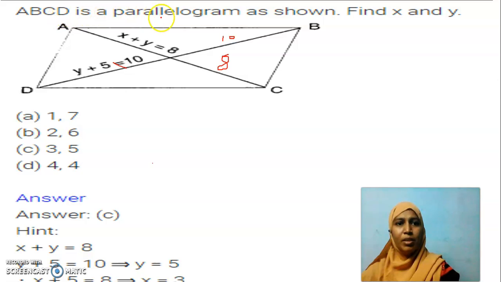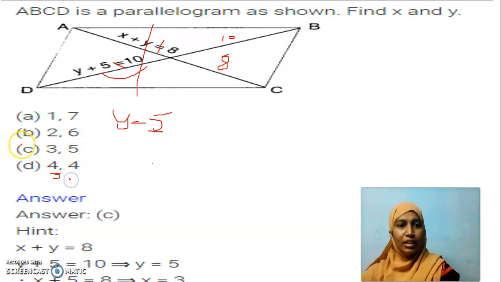Here ABCD is a parallelogram as shown. In the place of equal to, they will give the measure of the other half of the diagonal. You have to equate it and find it out. So you will transpose and you will get the y value first. And you will substitute this here and you will get the value of x. So y you have found first. So if you have an option 5, 3, don't click that. 3, 5 will be your answer. Is it clear, children?